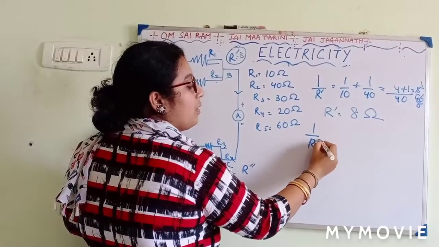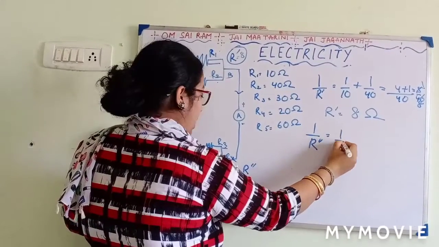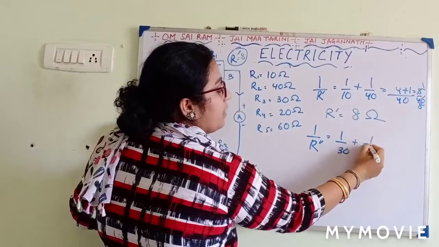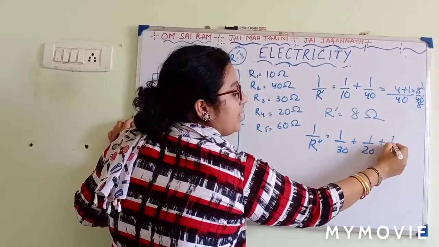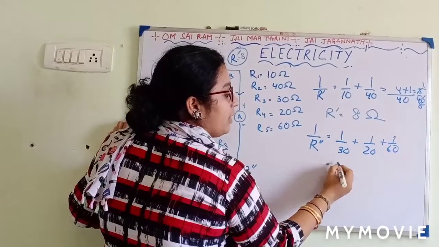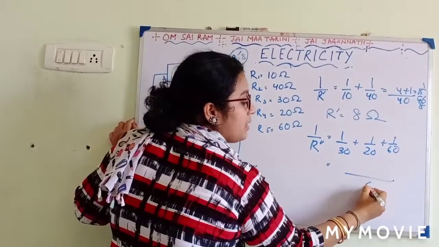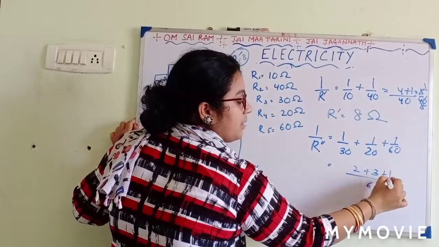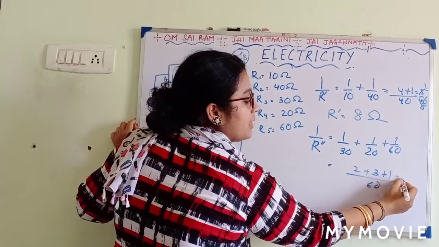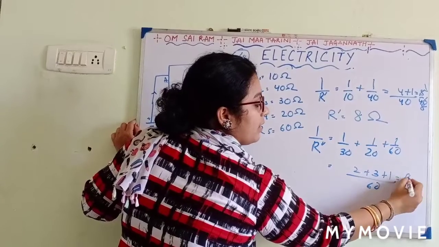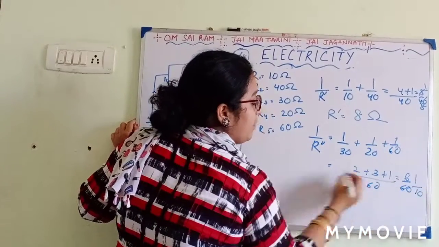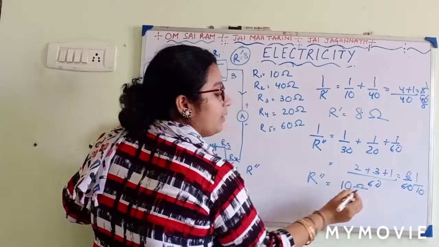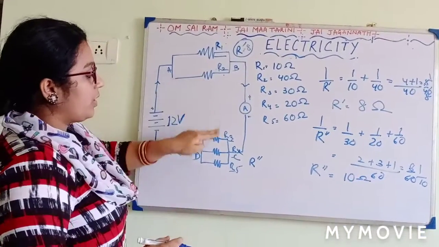So similarly 1 by R double dash is equals to 1 by, what is R3? 30, 1 by 20 and 1 by 60. So what will be the LCM? 60. So 2 threes are 6, 3 twos are 6 and 1 one is 1, that is 6 by 60, that is 1 by 10. So R double dash, how much did we get? 10 ohm. Clear? So now we got this one and this one.